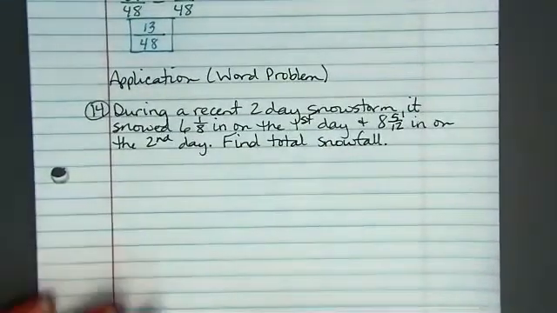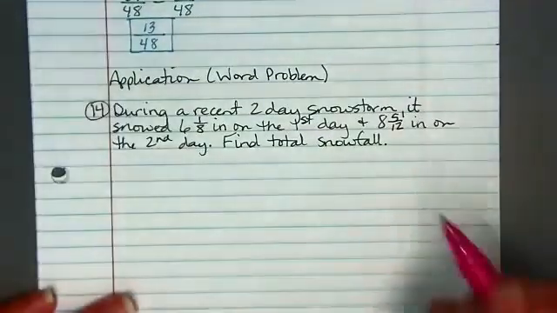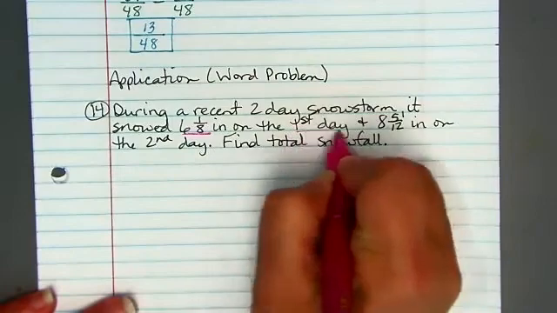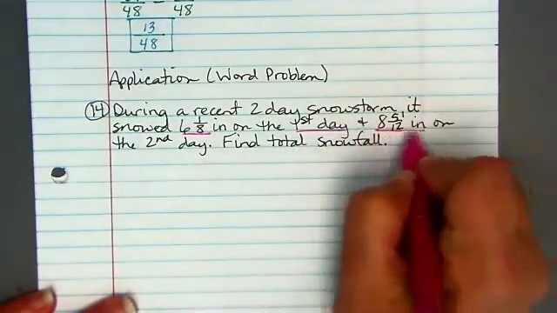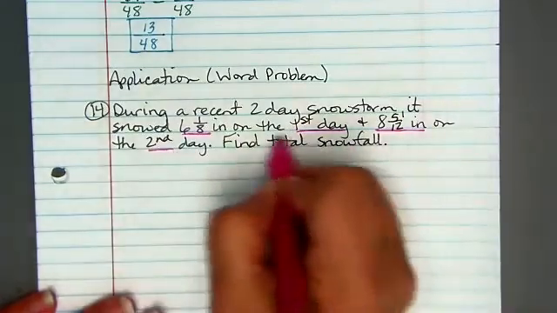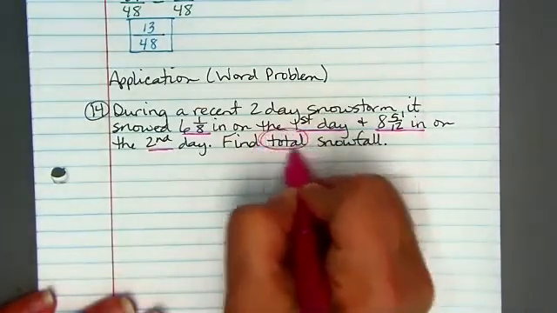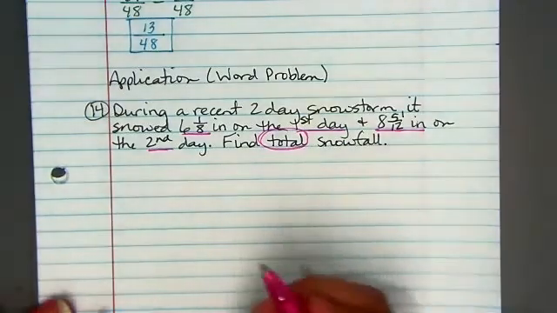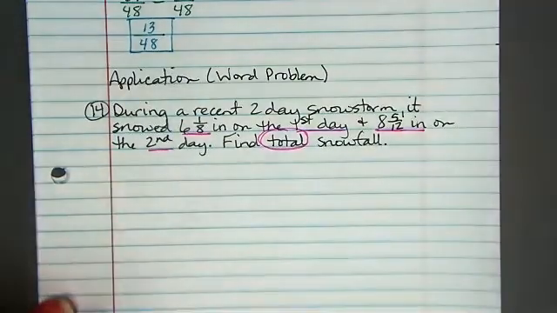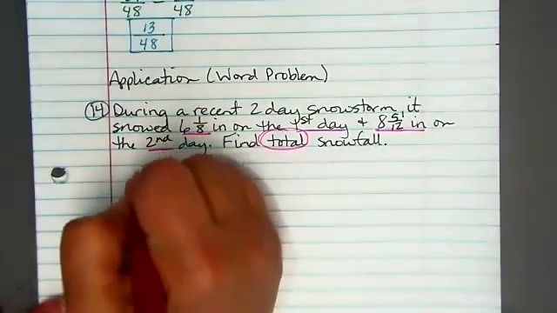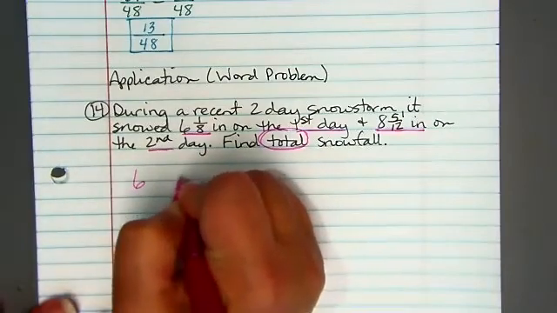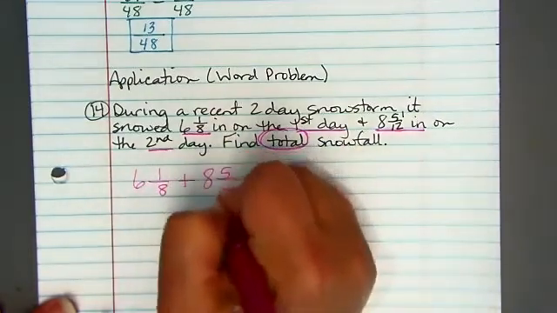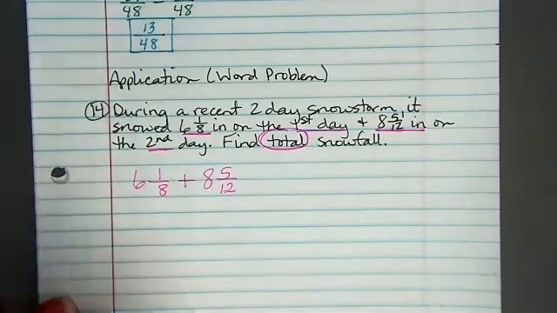So keywords from in here that we need to pay attention to. During a recent 2-day snowstorm, it snowed 6 1/8 on the first day, 8 5/12 on the second day. We want to find, this is my question, circle the question, we want to find the total. So that means my problem is going to be written as, and therefore you need to write the expression that represents it, and then you calculate. So it's going to be 6 1/8 plus 8 5/12.